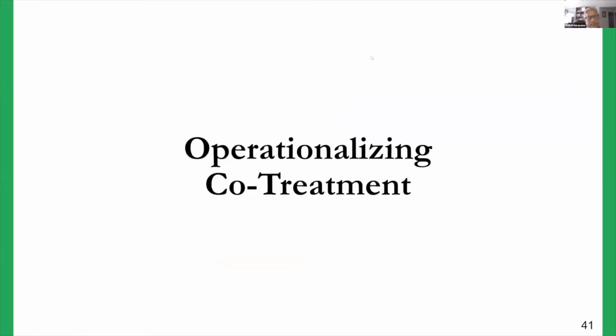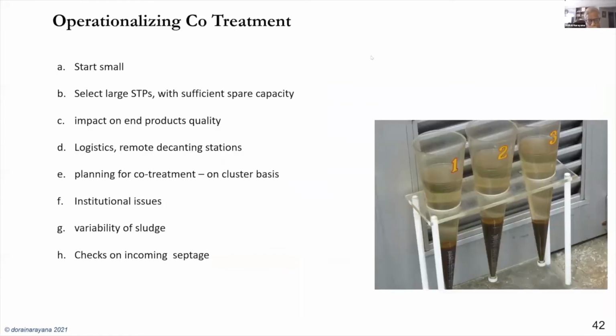Let's look at operationalizing it now. Co-treatment, once you have decided you want to do it, the first thing I would recommend is start small. Don't go big time. Start small. There are many, many unknowns here, which we have tried our best to find, but you might find that something can crop up. So we can start small, keep the risk low. And as we learn, as we find that the risks are okay, within our appetite, then we can slowly scale it up.